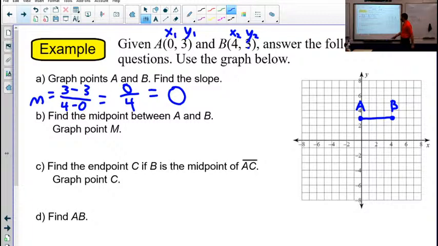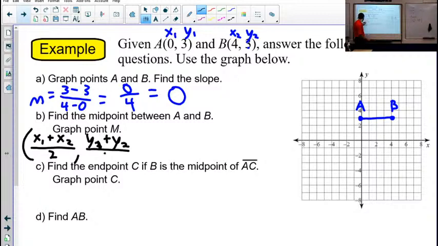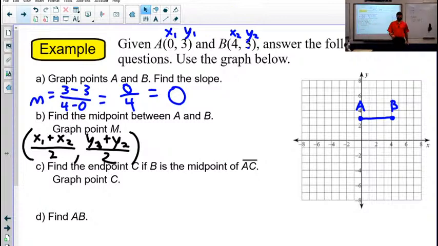Let's look at midpoint. Our midpoint is we add our x coordinates and divide by 2, and then add our y coordinates and divide by 2. And you do need the parentheses and the comma there, separating.